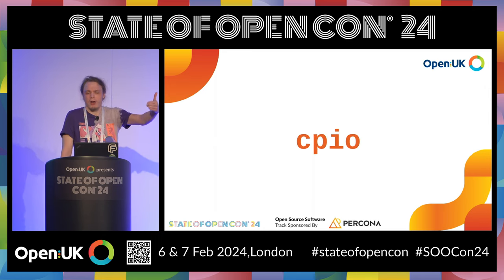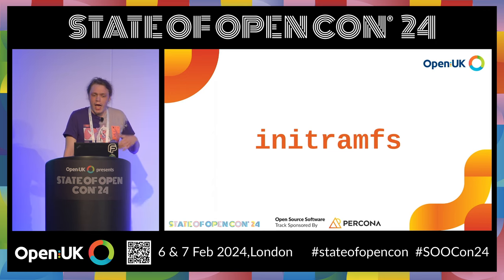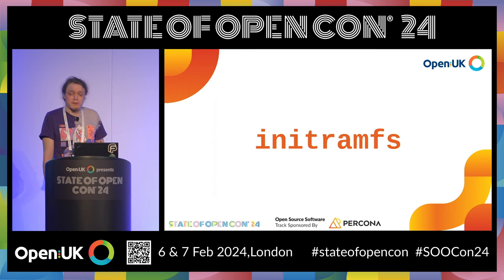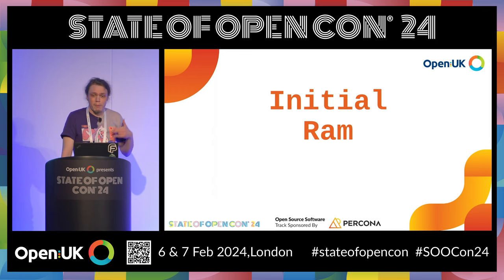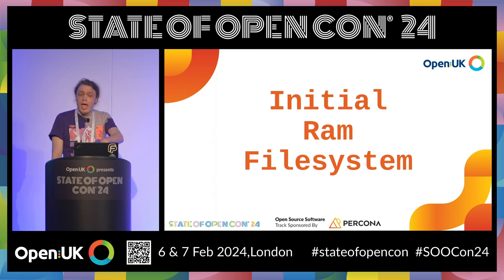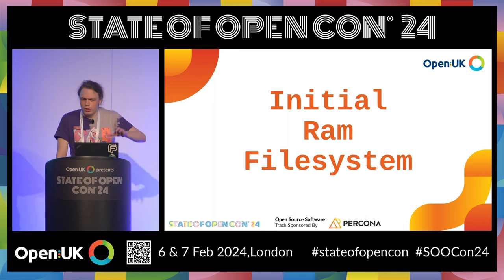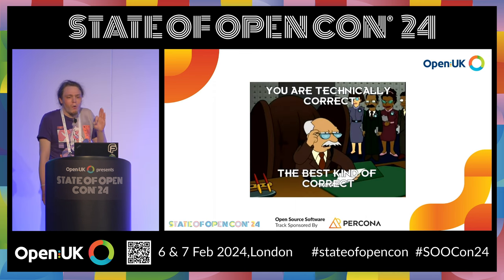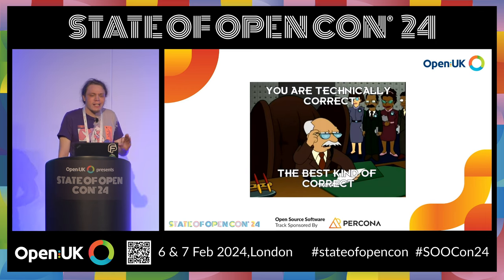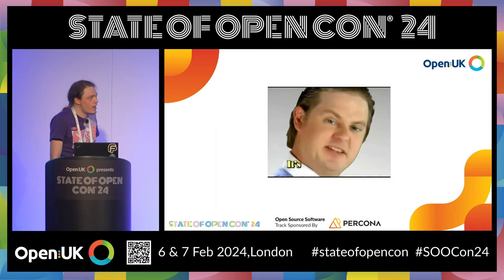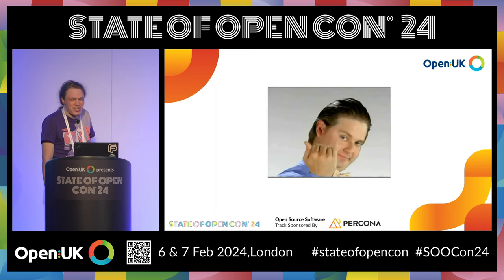It's a CPIO archive, which is like a tar archive, but different. And it's called the initRAMFS, which of course stands for the initial RAM file system, and you don't have to use it. And so sometimes it's empty or null or whatever, but it's always technically there. And guess what? So let's put our stuff in there.